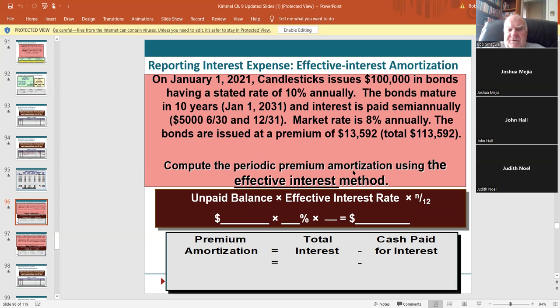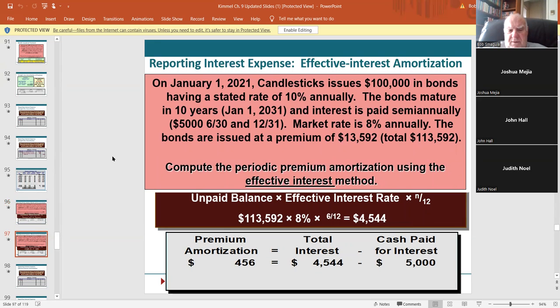Compute the premium amortization using effective interest. This is a totally different ball game than straight line. I want to express myself clearly here. The book value of the bond, the amount that keeps changing, you multiply that by the effective interest rate, meaning the market rate, you get the total interest.